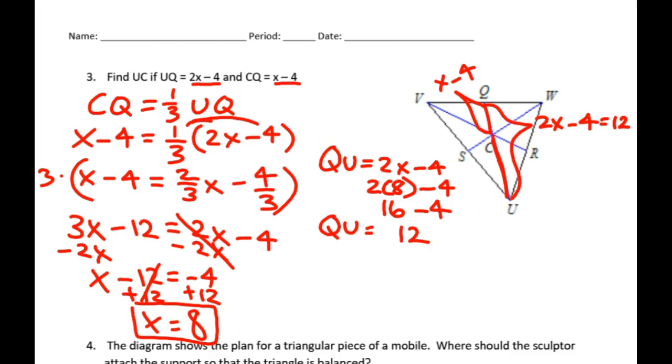So, if the whole thing is 12, I'm trying to find UC. That was my final objective, right? And we said at the beginning, UC is 2/3 of the total. So if the total is 12, to find UC, it's going to be 2/3 times 12. Okay? If you put 2/3 times 12 in the calculator, you'll end up getting 8. Okay?